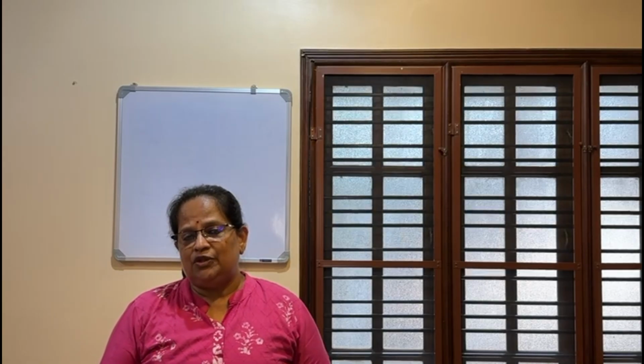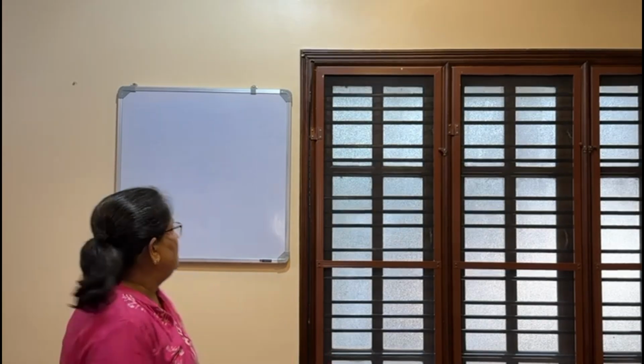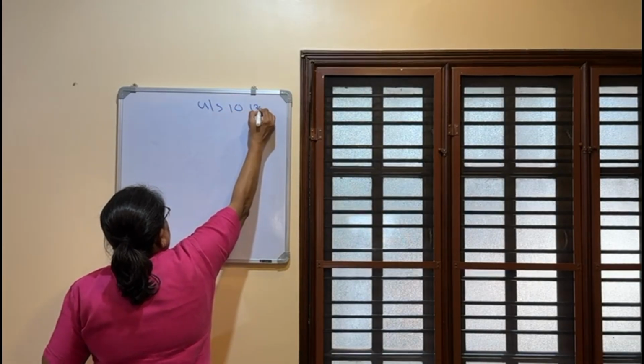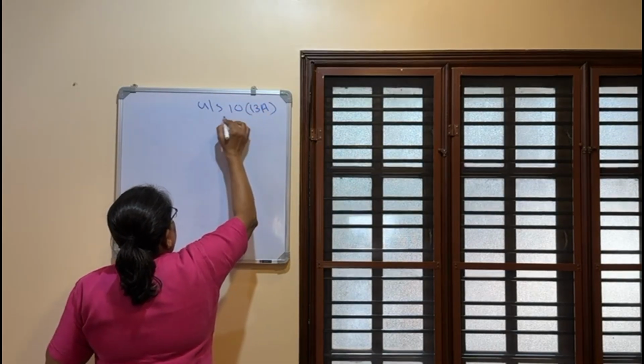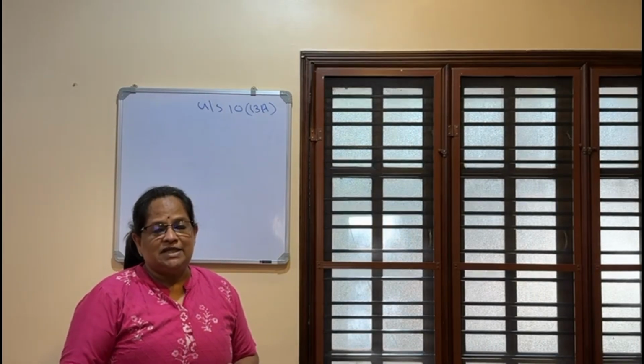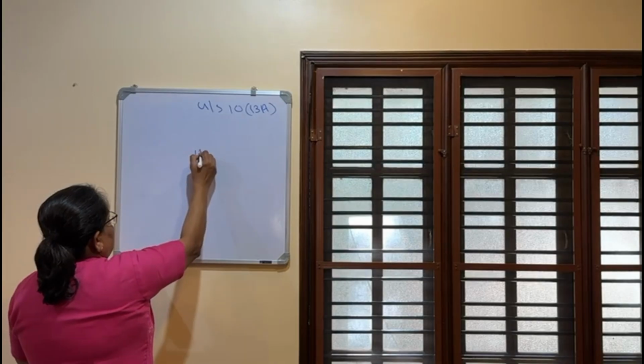So this section you have to remember. Under section 10, you know, exemption 10(13A). This section for HRA is very important. It is an exempted income. Now HRA computation is divided into three.